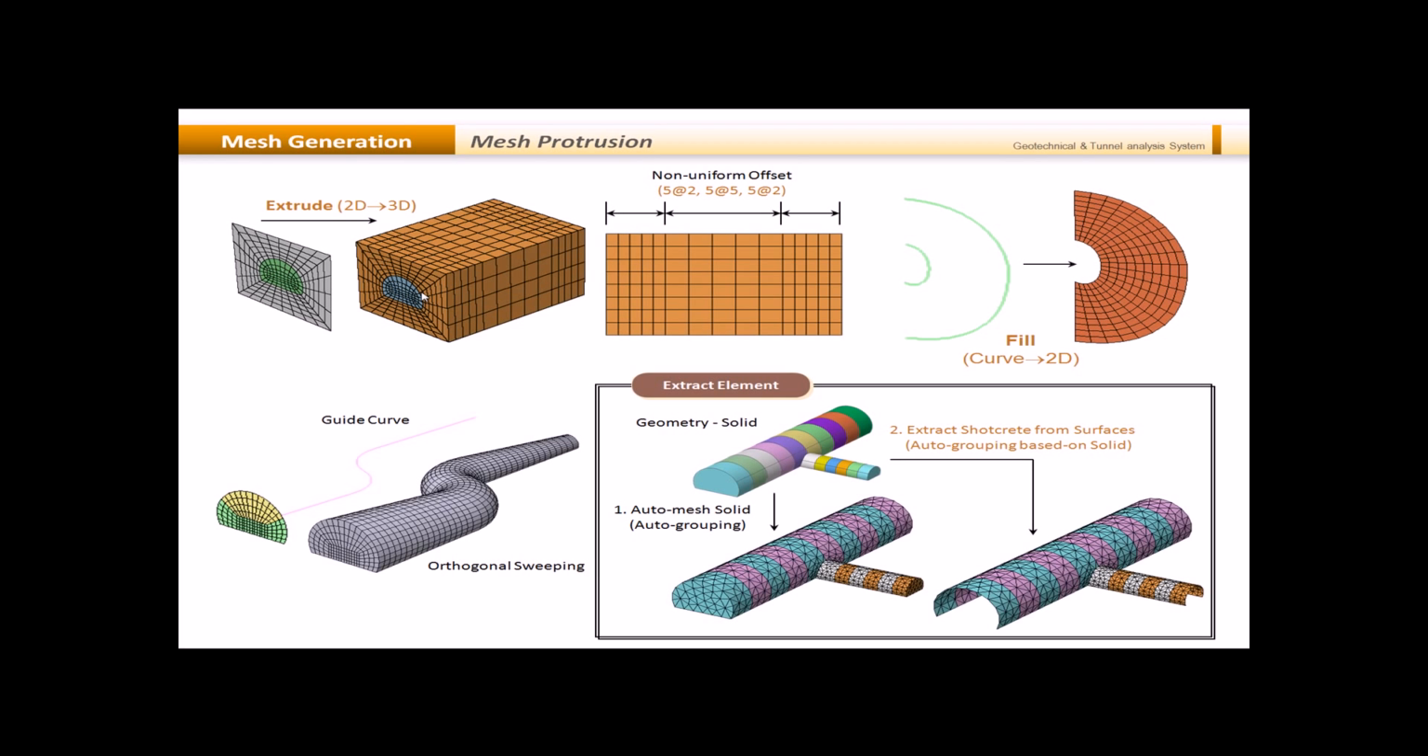You can extrude a 2D mesh to create a 3D mesh. So if you are analyzing any geotechnical project in 2D and you want to switch it to 3D, you can just extrude it to create the 3D model.